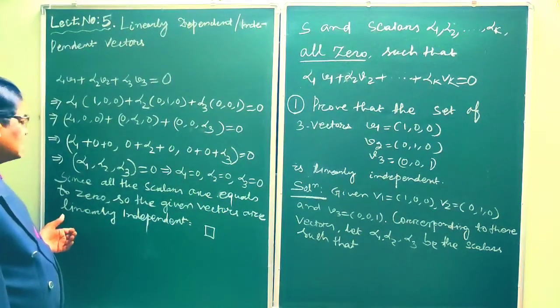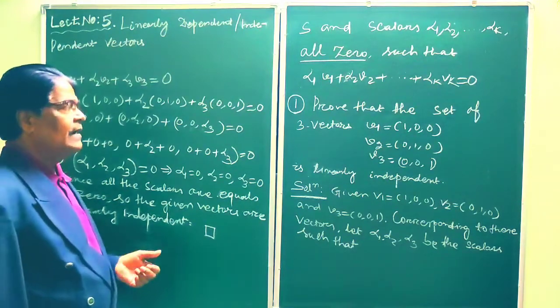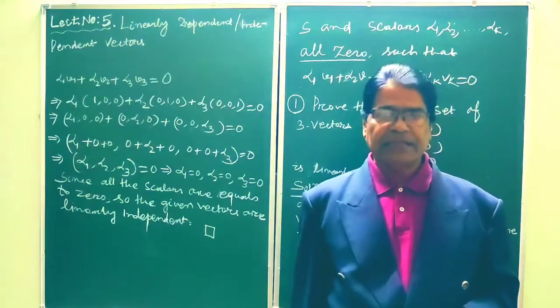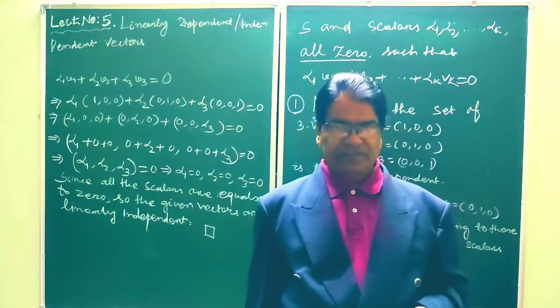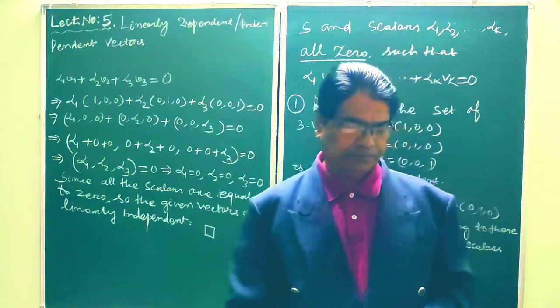Since all these scalars are equal to 0, the given vectors are linearly independent. Thus, our first problem is solved. Let us proceed to solve the next problem.